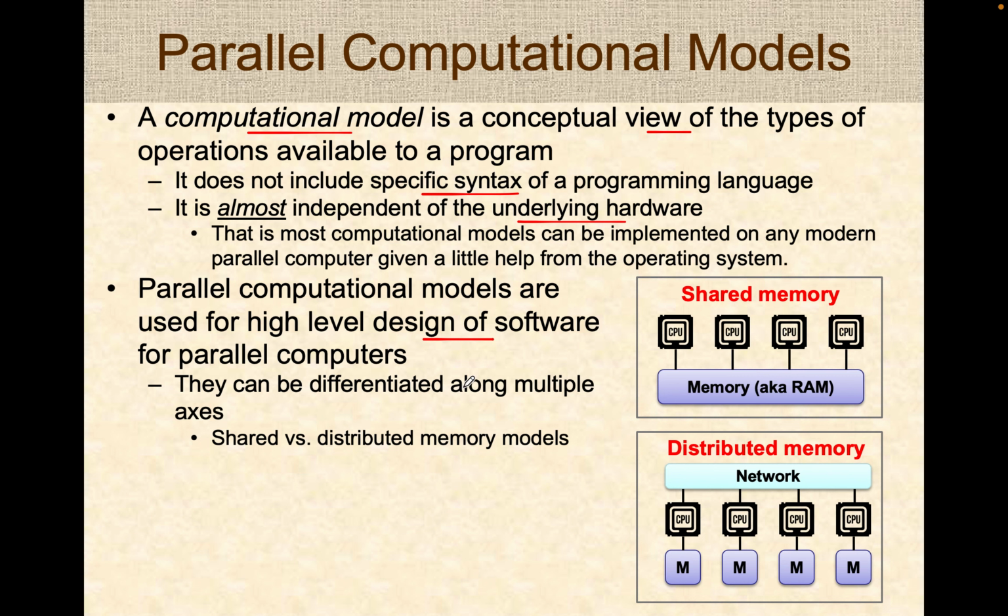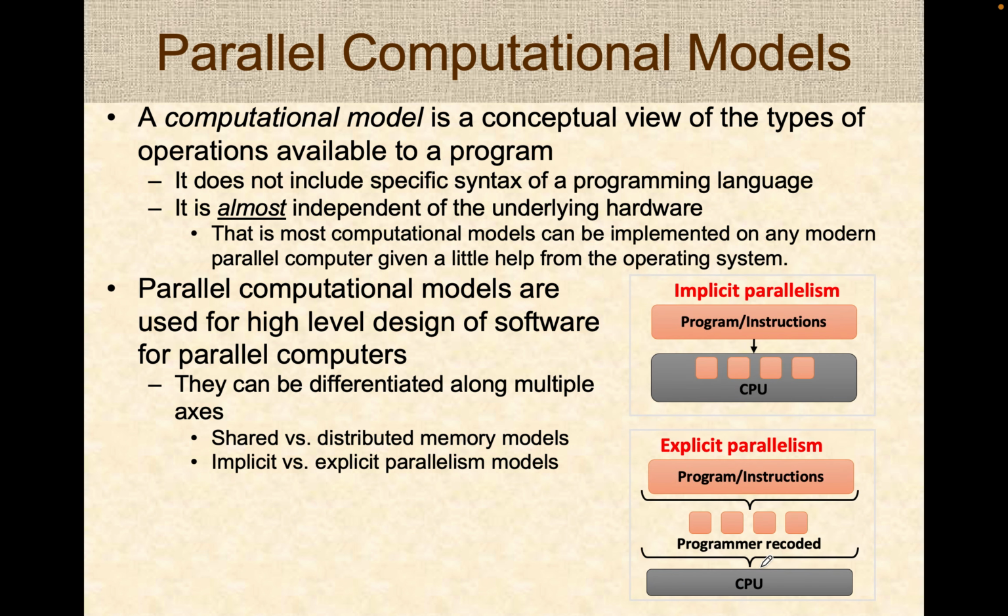And these models are differentiated along multiple axes, such as shared versus distributed memory model. That means the assumption is that all the processes are running on different CPUs, and the CPUs have access to the same shared memory. Or it could be a distributed memory model where each CPU has its own independent memory modules, but then the software can exchange or move messages or share messages over the network to share information between the different CPUs. So notice how the fundamental structure between shared memory and distributed memory is different. And these computational models need this level of information for them to be meaningfully applied.